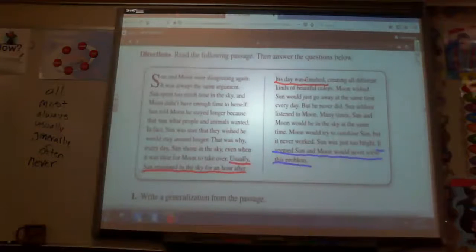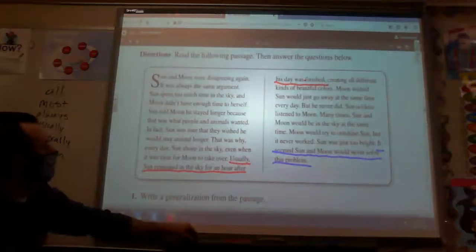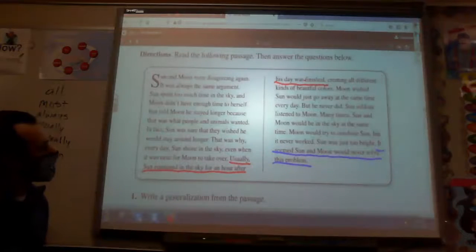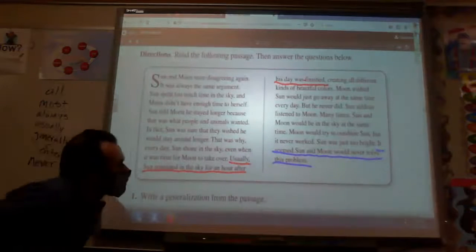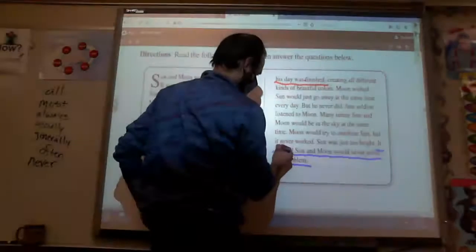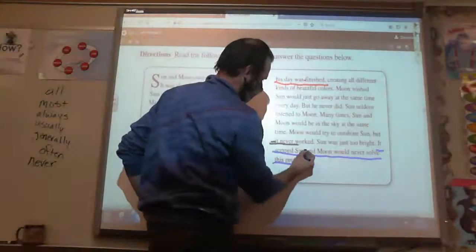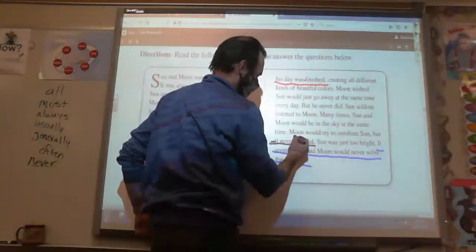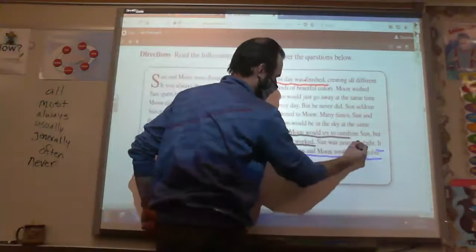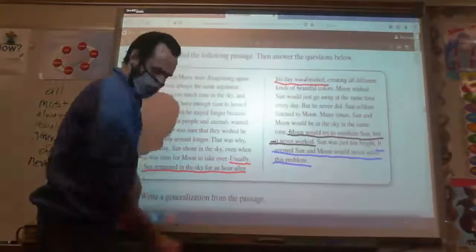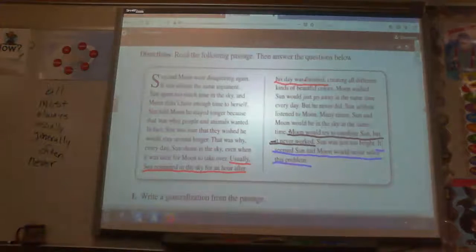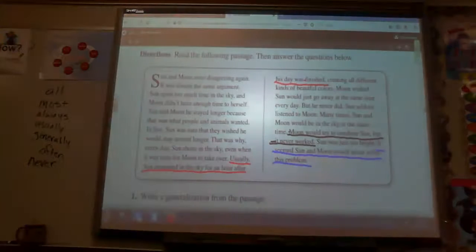Some, but moon would try to sun, but it would never work. Okay, I'll find what that is. Like right above the last, I'm just gonna underline, it never worked. As far, I guess it's okay, because the moon probably does not outshine the sun.